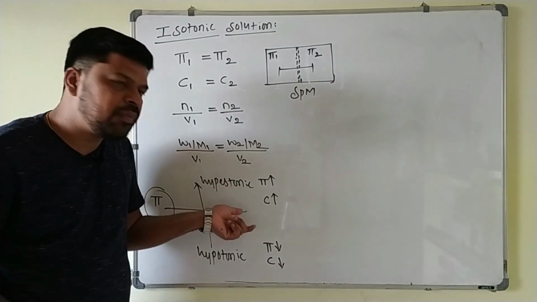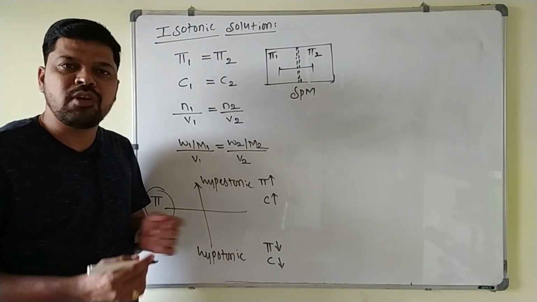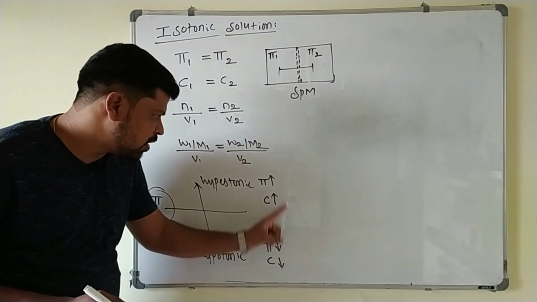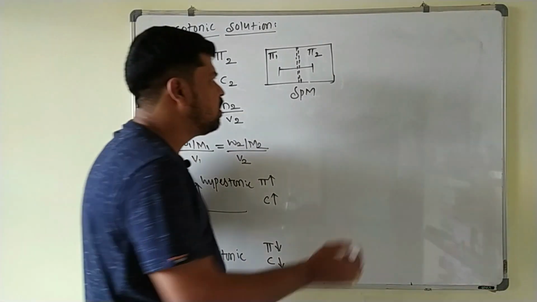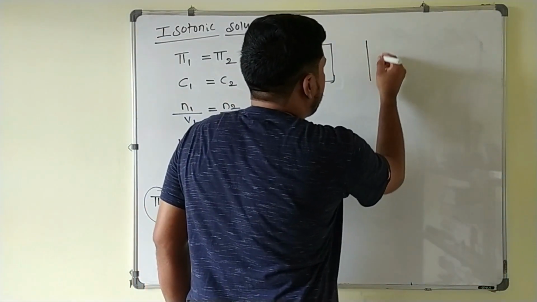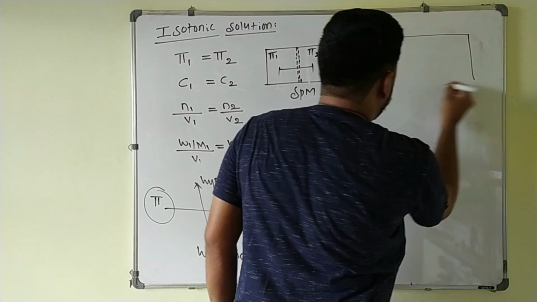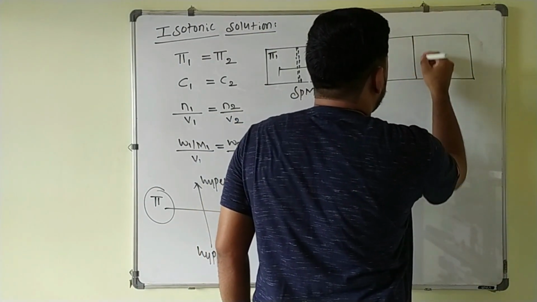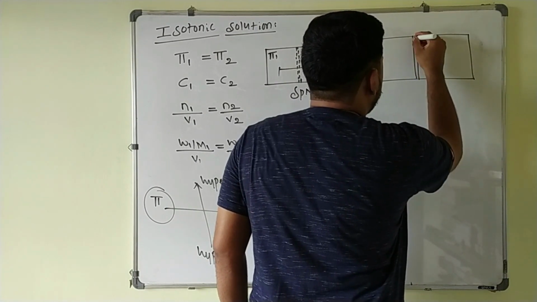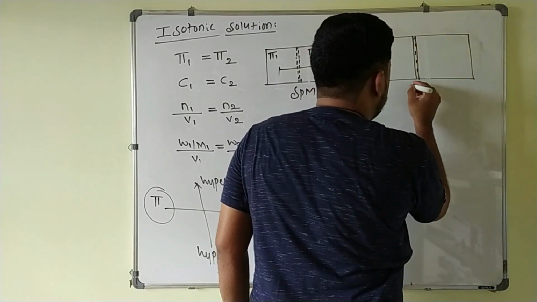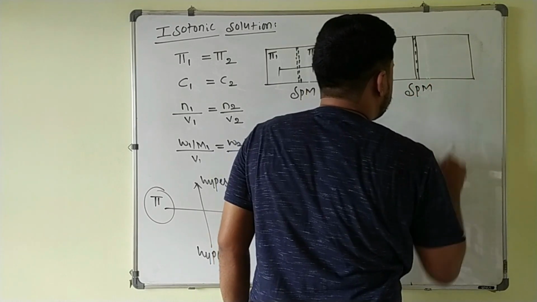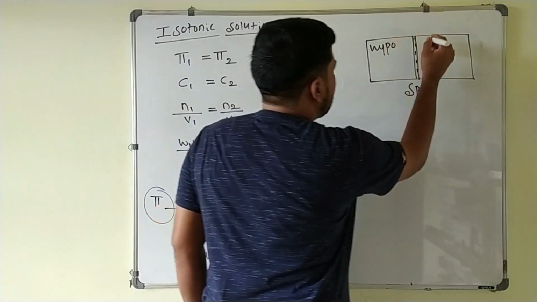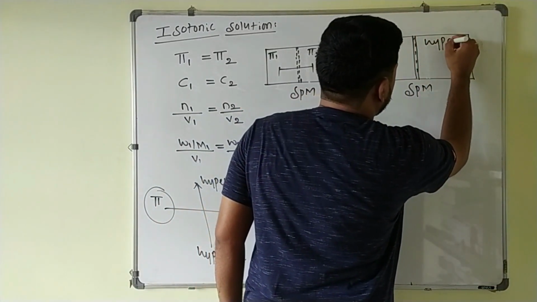Whenever these two are separated by a semi-permeable membrane, there is movement of solvent molecules from the lower concentration to the higher concentration, that is, from lower osmotic pressure to higher osmotic pressure. So whenever hypertonic and hypotonic solutions are separated by a semi-permeable membrane, suppose I take this as the semi-permeable membrane separating the two solutions, on this side we take the hypotonic solution and on this side we take the hypertonic solution.